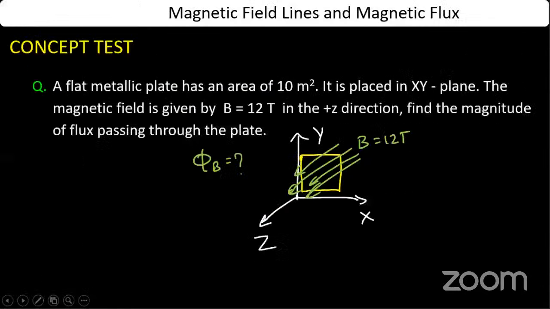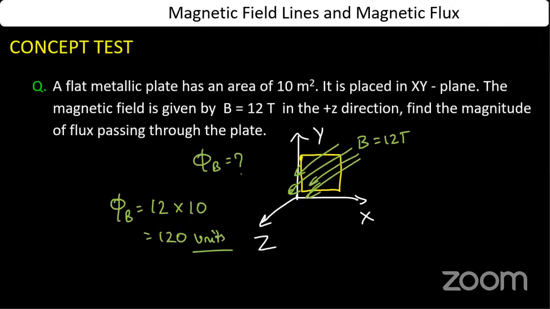So the answer is phi b equals 12 Tesla into area 10 meters square, that is 120 units. So we didn't check the units. So what is the SI unit for flux, not ordinary flux, for magnetic flux?